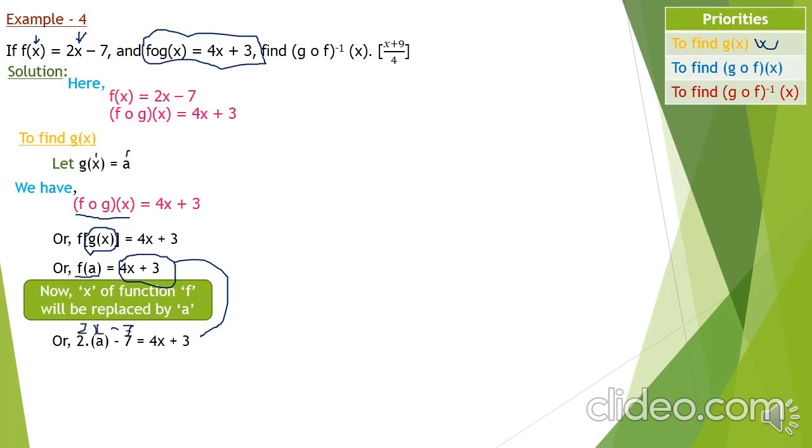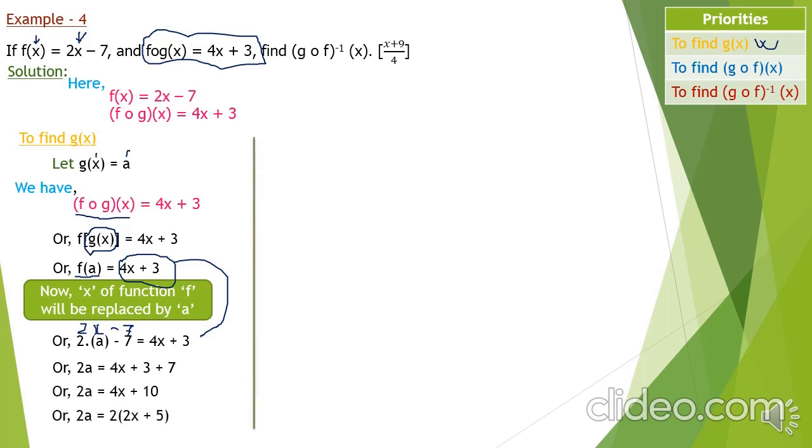We have to make a alone, so 2a is equal to 4x plus 10, as the 7 goes to the other side. Now you can take 2 common from the right hand side, and we can cancel 2 and 2. That means a is equal to 2x plus 5. That 2x plus 5 is our g(x), because we have supposed g(x) to be a, isn't it?